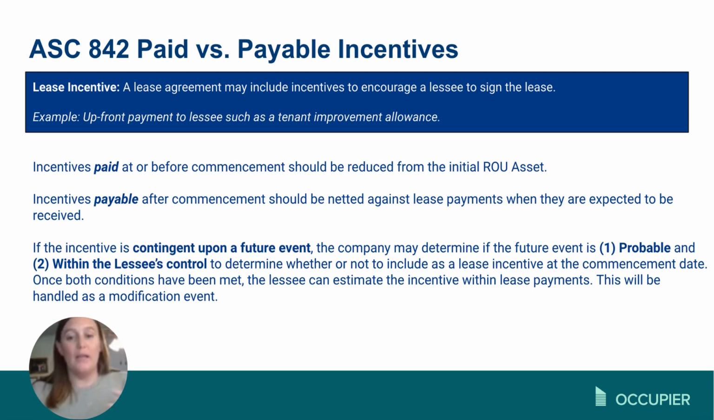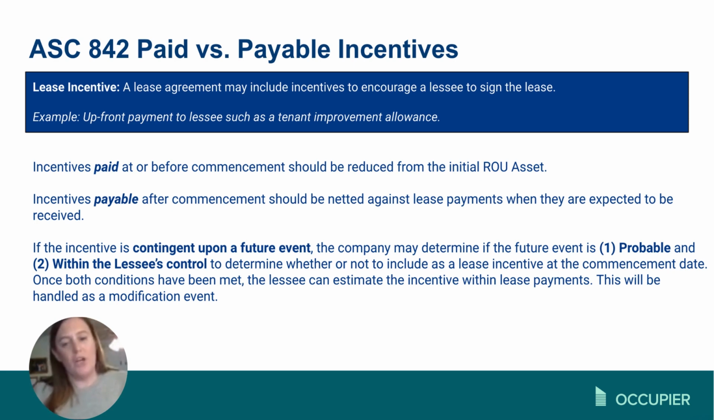And in that case, it would be used to reduce that initial right of use asset, versus some incentives are payable after the commencement. Those should actually be netted against the lease payments that you're making when they are expected to be received. This is super common for a real estate lease for a tenant improvement allowance that has different milestones. Let's say that you will get paid 75% of your tenant improvement allowance once you do X, Y, and Z. That X, Y, and Z may not be until 9 months, 16 months, it could be way after that lease possession date. And so you have to think about when exactly we're expecting to receive it and for what amount.